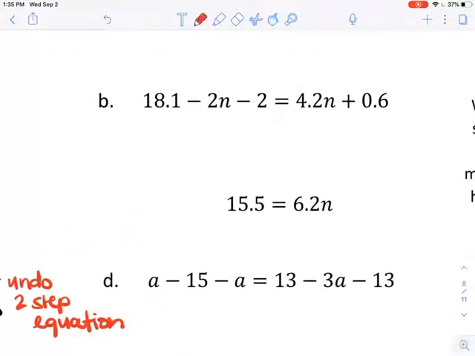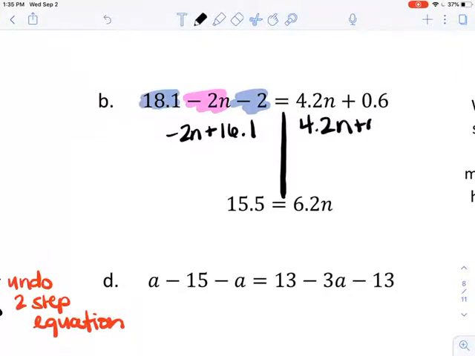When we simplify, we don't actually change anything over to different sides of the equal sign. So I'm going to simplify on this side. I notice that I have two constants over here. Let's include that minus sign. So 18.1 minus 2 is 16.1. And then I'll keep this minus 2n because it doesn't have a buddy on that side. Then on the other side, I didn't actually have to do anything, so I'll have 4.2n plus 0.6.